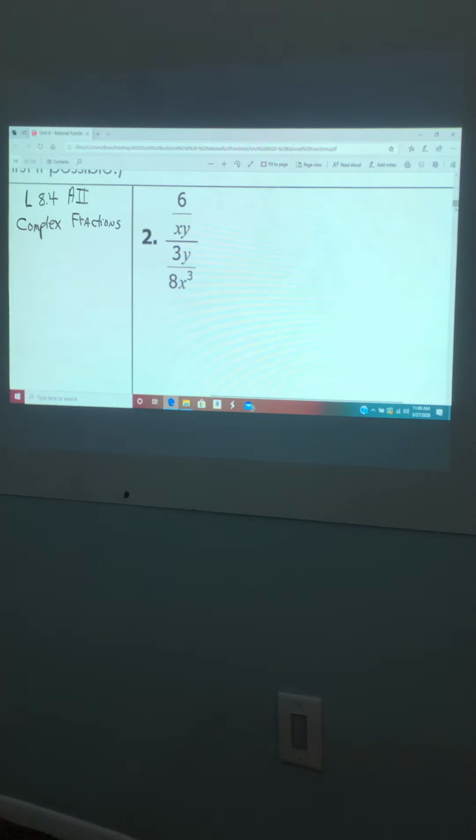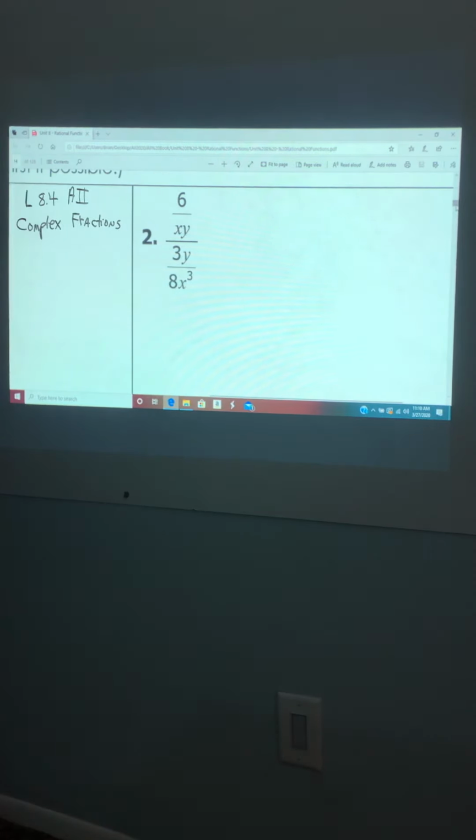Alright guys, it's that time again. Lesson 8.4, complex fractions. If fractions weren't complex enough, now we're going to do a fraction within a fraction. Yep, that's what a complex fraction is, when you have a fraction that contains fractions, okay?